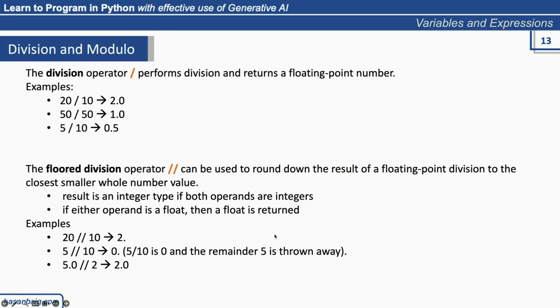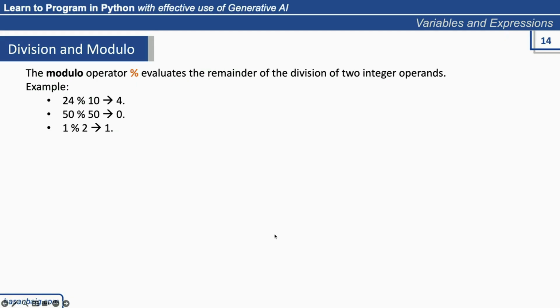The next important operator is the modulo operator, which is represented with the percentage sign. It performs the division, but it returns the remainder. So 24 mod 10 will return 4. If you perform the simple division, 10 times 2 is 20 and the remainder is 4. So it always returns the remainder value. 50 mod 50 is 0, the remainder is 0.